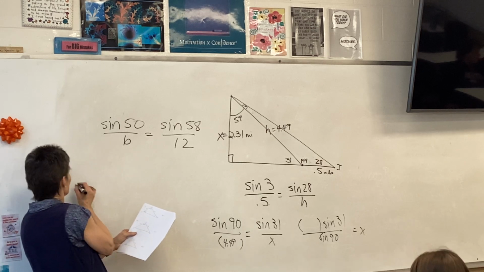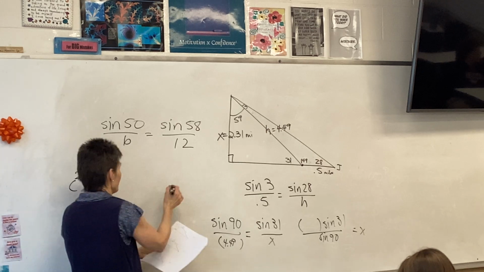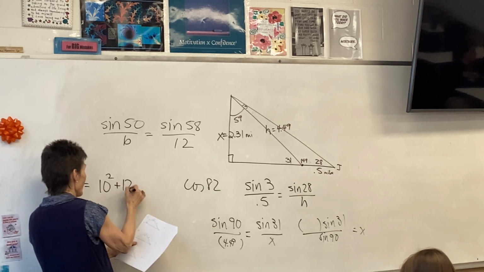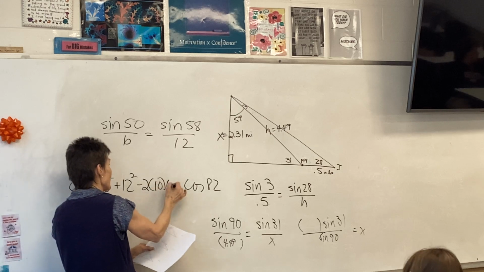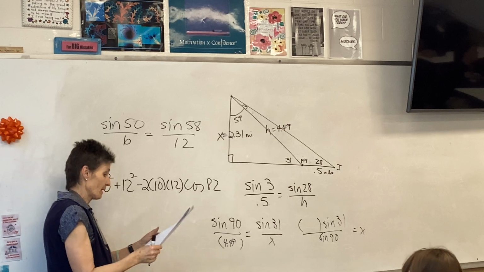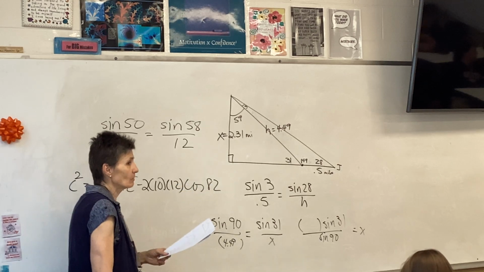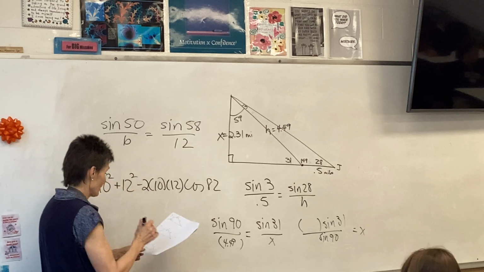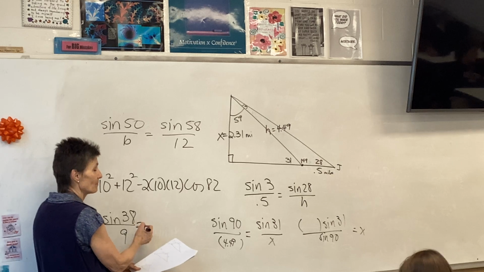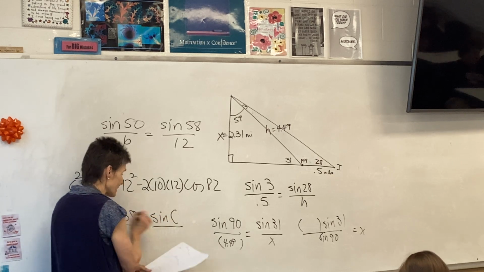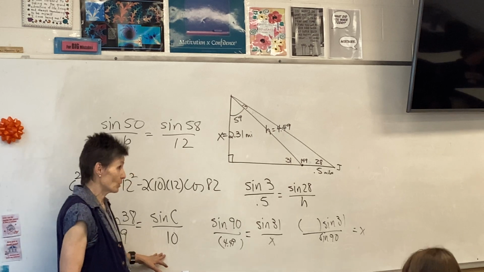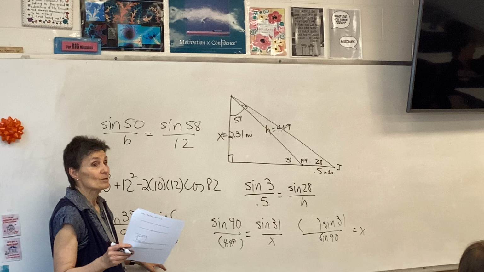Cosines. C squared equals 10 squared plus 12 squared minus 2 times 10 times 12 times cosine 82. Yes. Last one, angle C, law of sines. Sine 38 over 9 equals sine C over 10. And then take the inverse sine.